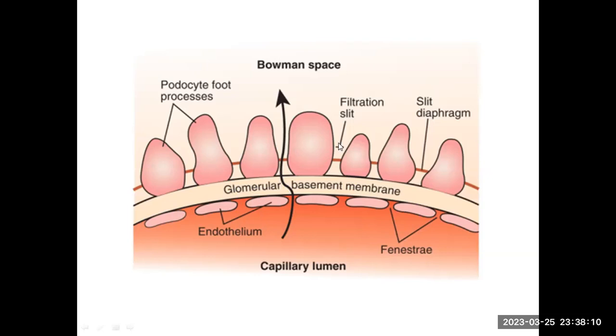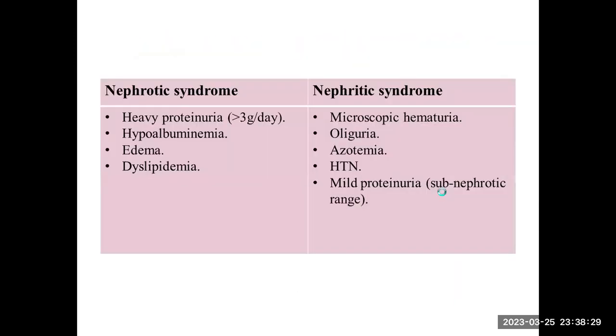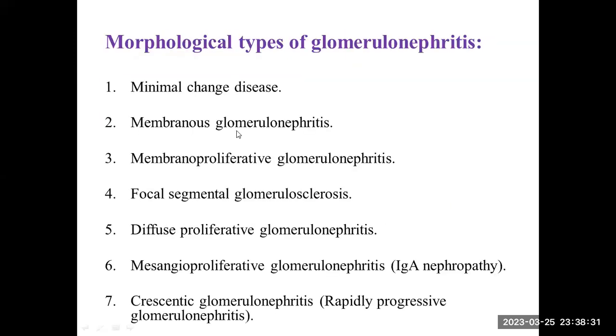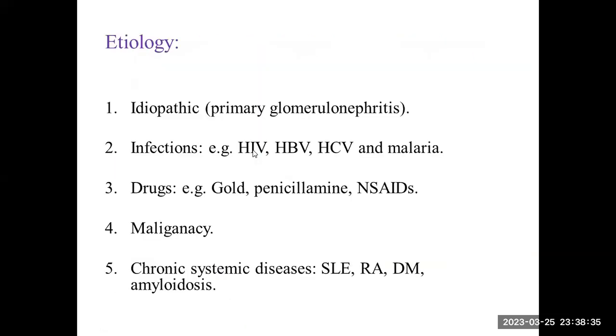But strictly speaking, when you talk about the visceral layer of the Bowman's capsule, here we talk about the podocytes, specifically the outer part of the basement of the filtration membrane. So in membranous glomerulonephritis, you will detect the immunological deposits along the subepithelial surface of the glomerular filtration membrane, and you will have increase in the thickness of the glomerular basement membrane, but with normal cellularity.